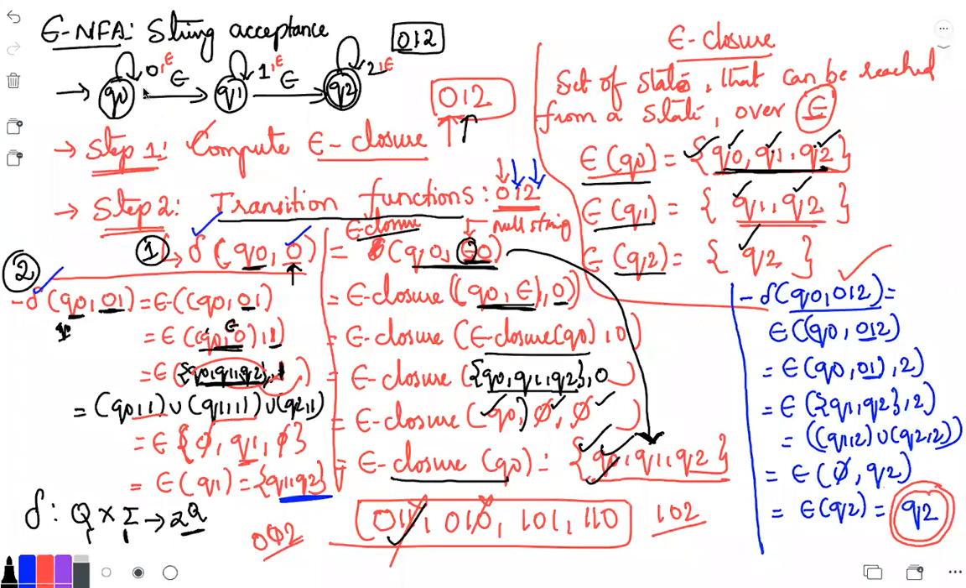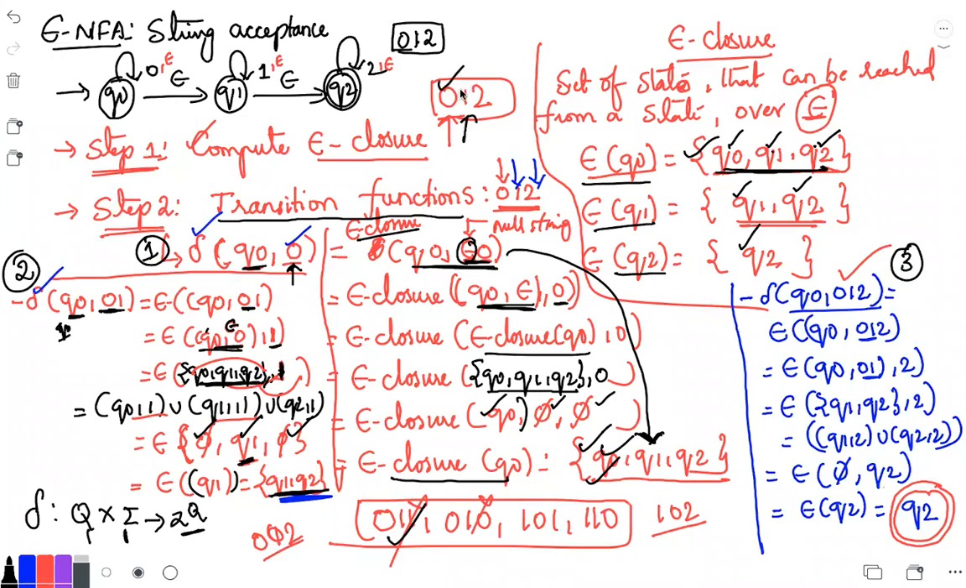Q naught on 1, no path, phi. Q1 on 1 is itself. Q2 on 1, there is no path, phi. So ultimately it is the epsilon closure of Q1. What is the epsilon closure of Q1? Q1 and Q2. So we have Q1 and Q2. Now come to the third step.